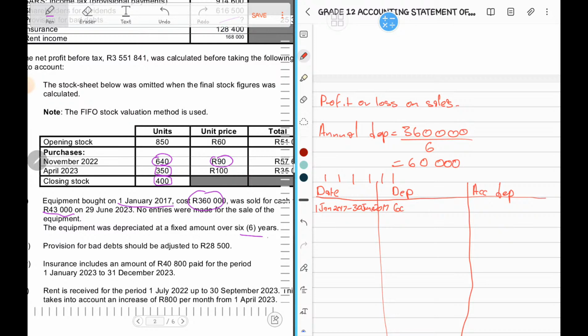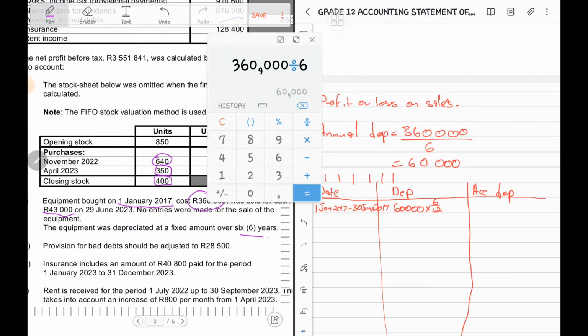So we're going to say 60,000. Then we're going to multiply that by 6/12. So 60,000 multiplied by 6/12, that gives us how much? 30,000, meaning that the depreciation for this year, which is 30 June 2017, will be 30,000. Now the accumulated depreciation will be 30,000.